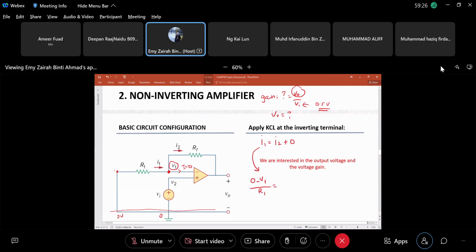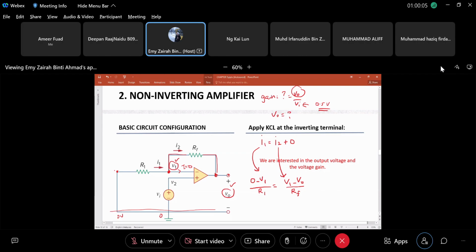And then, what else? We want to derive the value of I2. I2 is in this branch. The higher voltage, V1 here, minus V output, since what is connected here is V output. So V1 minus V output divided by feedback resistance RF. Can you follow?